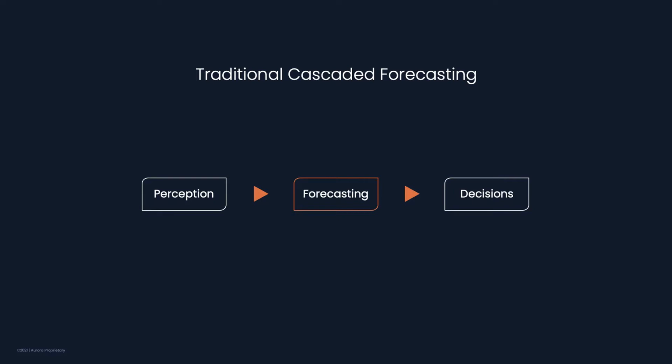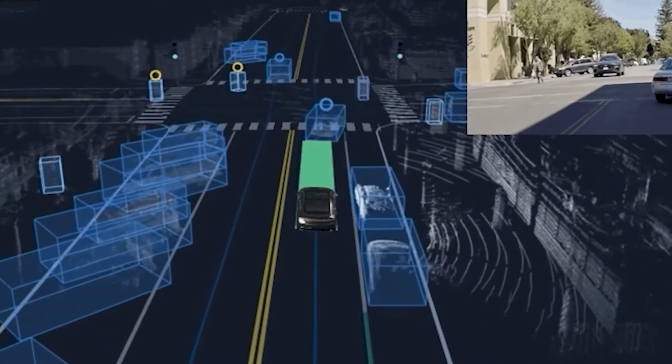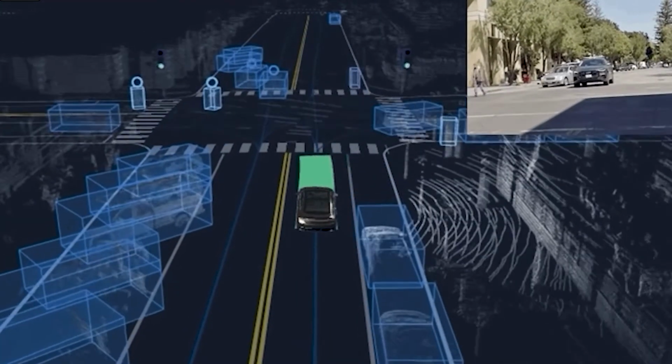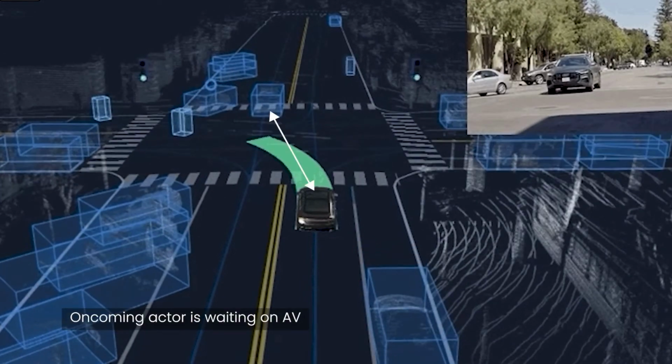Let me show you. Here's an urban example of the AV taking an unprotected left turn at an intersection with vehicles, bicyclists, and pedestrians. There's a lot going on here, so let's break it down. We can see that the Aurora Driver's actions depend on what other actors in the scene are doing. We need to yield for the vehicle turning right, as well as the pedestrians crossing the intersection.